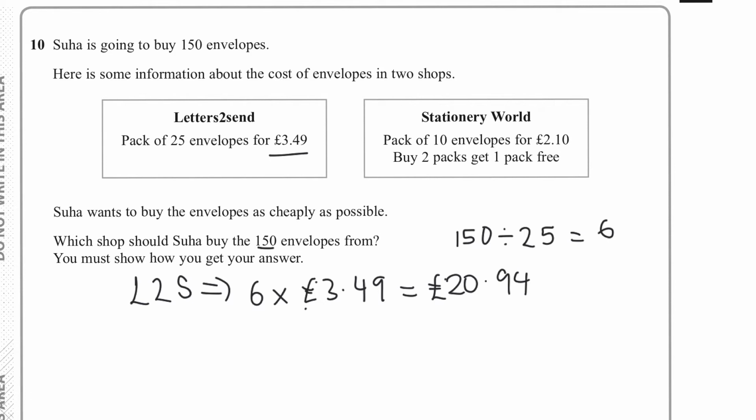And then from Stationery World, it says a pack of 10 envelopes is £2.10. But for every 2 packs you buy, you get 1 free. Which means that if someone was to buy 3 packs from Stationery World, you're paying for the price of 2.